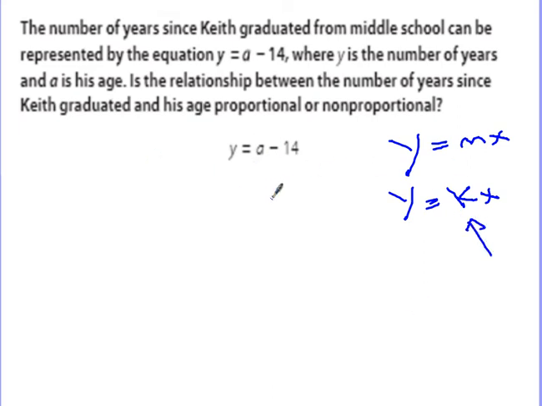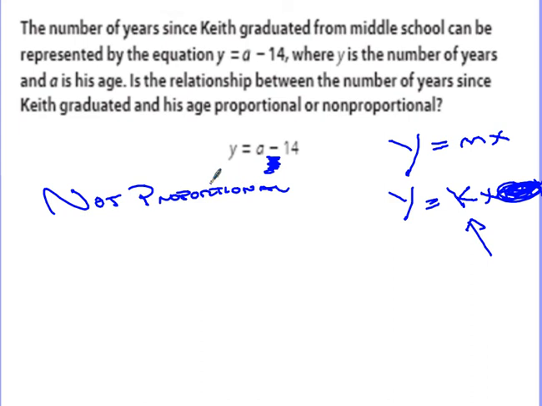Is this in that format? And I hope we say no because of this minus sign right here. This minus 14, this doesn't have a minus sign on it. It doesn't have a plus sign on it. None of that's allowed. It can't have any of that. So therefore, it's automatically not proportional.